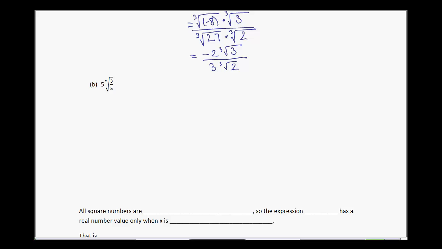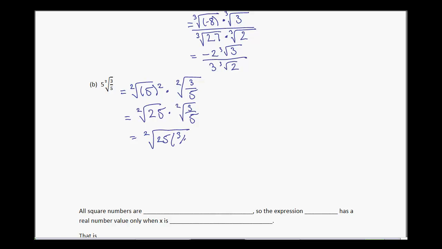Let's try another one. 5 square root 3 over 5. Okay, let's try and put this all together. So the square root of 5 squared times the square root of 3 over 5. That becomes the square root of 25 times the square root of 3 over 5. Putting that into 1, we get 25 times 3 over 5, which is 75 over 5. Simplifies to square root of 15. And there's our final answer.